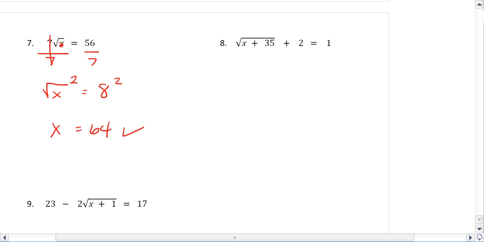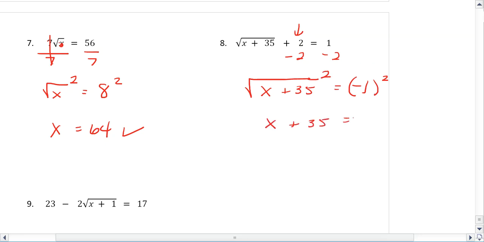Moving on to example 8, I do need to isolate the radical. I have a plus 2 here that I need to get rid of. So I'm going to subtract a 2 from both sides. And I have now square root of x plus 35 is equal to a negative 1. Now I'm ready to square both sides. I'll put that in parentheses and square it. So we end up with x plus 35 equals 1. Then we need to subtract a 35 from both sides, and I get x equals a negative 34.